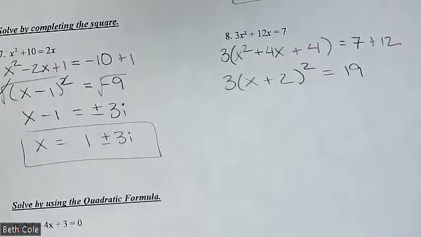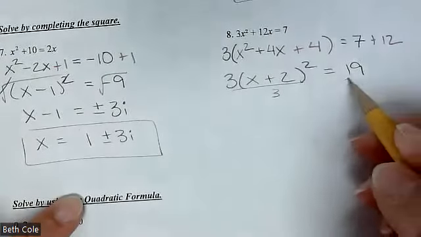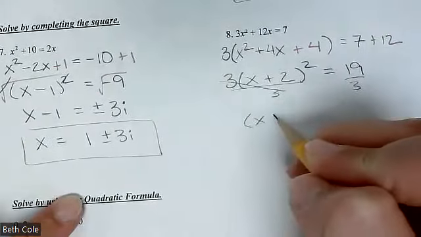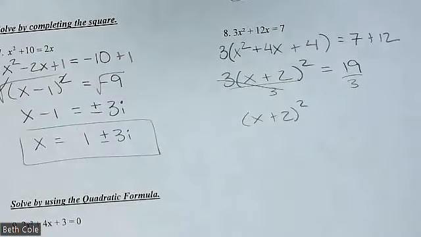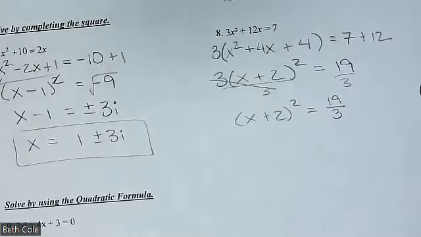This one's going to have 3 more steps. First thing is I need to get rid of that 3. So we're going to divide by 3. This is the beauty of no calculator. Hey guys, 19 divided by 3 without a calculator, guess what that is? 19 over 3. Literally just leave it alone. You don't have to do anything. It just doesn't reduce.